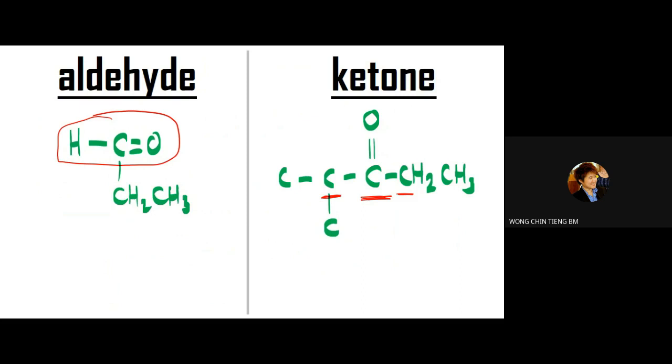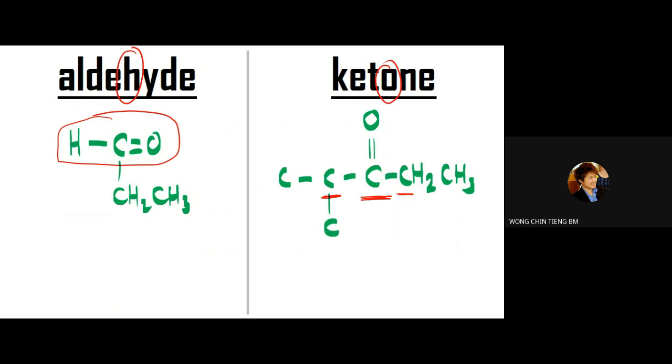Dan cara saya hafal when I was a student, aldehyde. Ada H kan? So, dia kena pegang H. Ketone. O duduk tengah. Betul? So, O kena duduk tengah. I wasn't a good student and I wasn't as bright as you. So, that is my stupid way. And I succeeded, by the way.